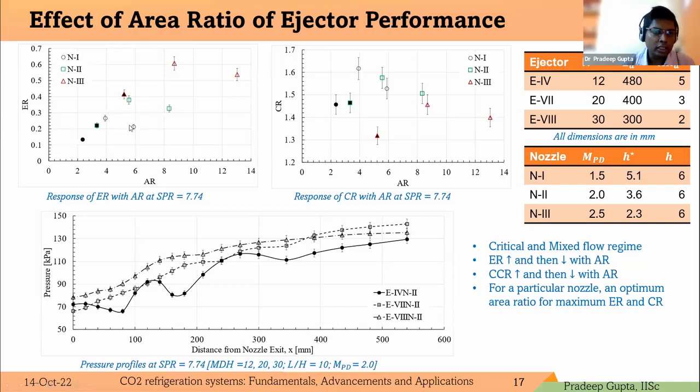Further increment in the mixing duct height resulted in a decrement in the entrainment ratio. Here again the velocity of the secondary flow becomes very low, and that resulted in the lower entrainment ratio. In the pressure profile, we see that for ejector 4 only we have two dips. That corresponds to the critical mode operation of ejector 4, while ejectors 7 and 8 operate in the mixed mode operation.